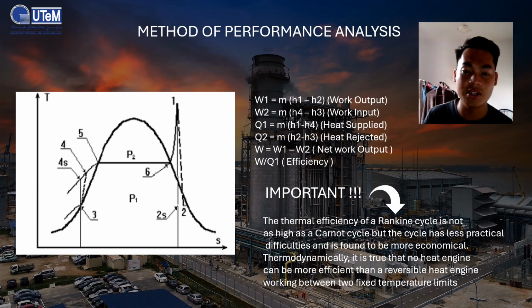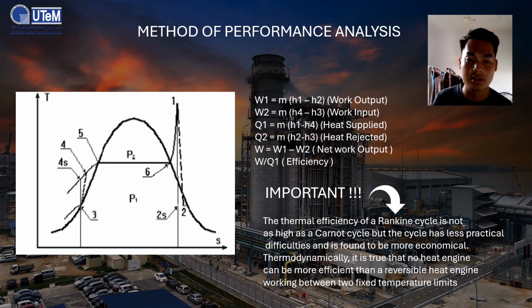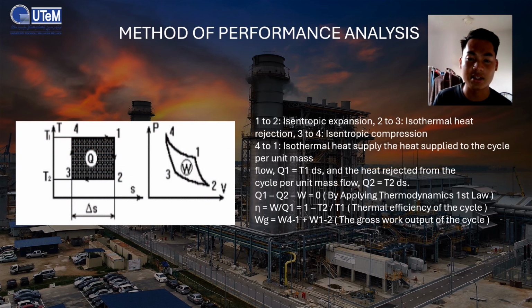Thermodynamically, it is true that no heat engine can be more efficient than a reversible heat engine working between two fixed temperature limits. This is figure 2, the T-S and PV diagram for the Carnot cycle. 1 to 2 is isentropic expansion, 2 to 3 is isothermal heat rejection, 3 to 4 is isentropic compression, and 4 to 1 is isothermal heat supply.